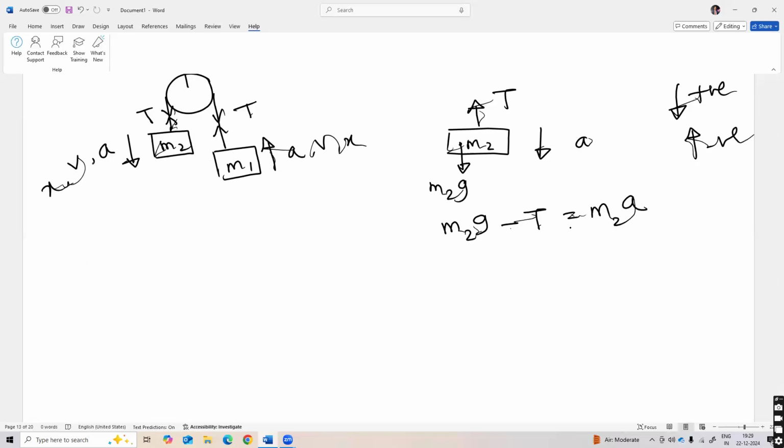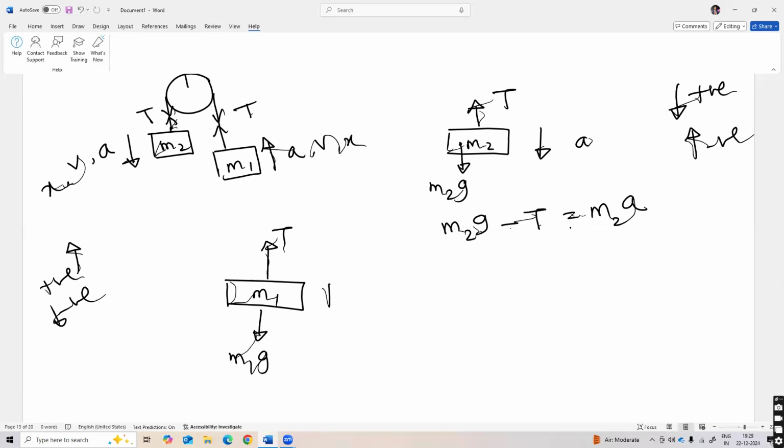On the other hand, for mass m1, since m2 is moving downwards, m1 will move upward. So for this one, let's consider forces in the upward direction as positive and forces in the downward direction as negative. This is T, this is m1g, which is acting downward, and it has acceleration a. Again, if we do force balance, we get T minus m1g is equal to m1 times a.